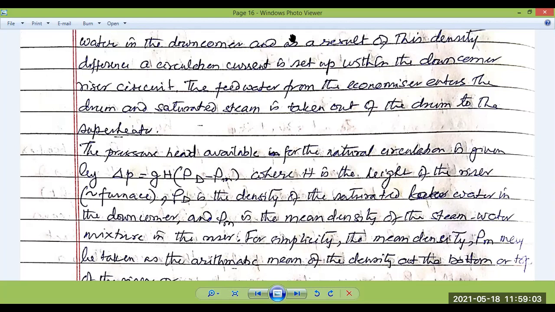The pressure head available for natural circulation is given by delta P equals g times H times (rho_d minus rho_m). Delta P means the change in pressure, g is the acceleration due to gravity, and H is the height through which the water and steam mixture rises.